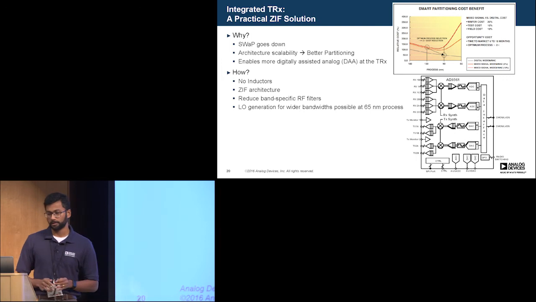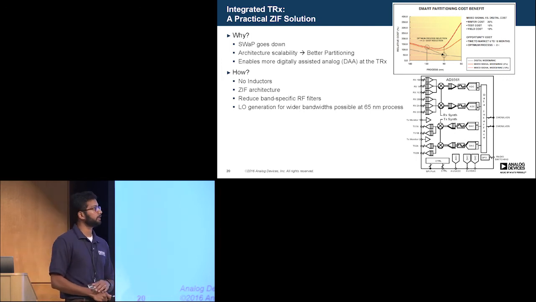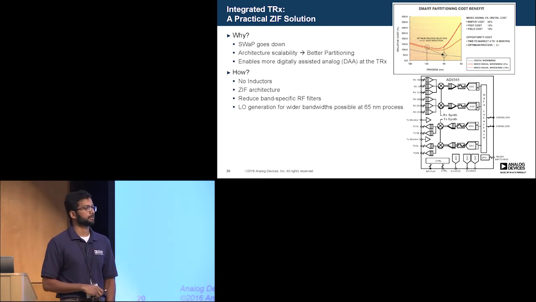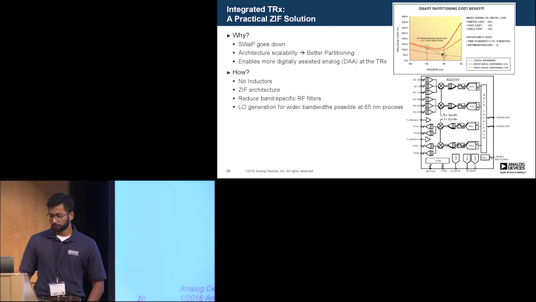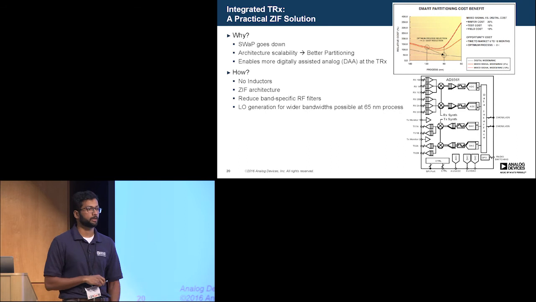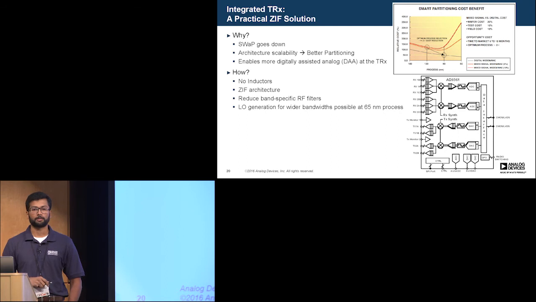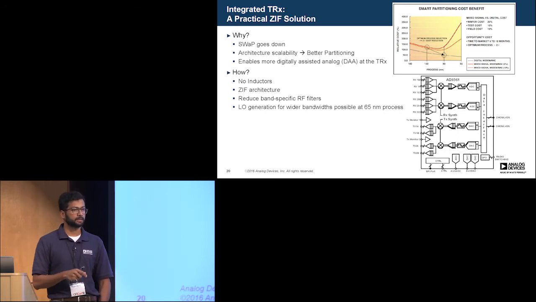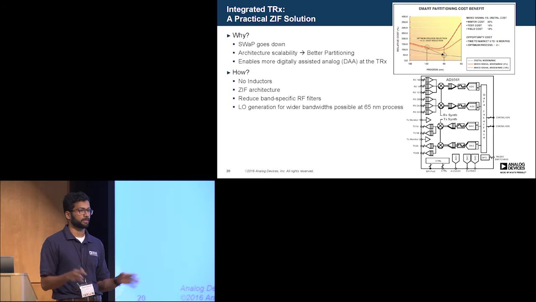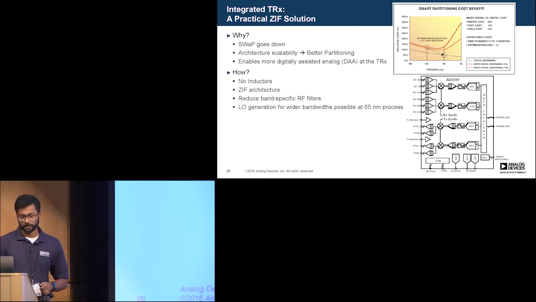So integrated transceivers, what are we talking about here? We're talking about devices like the 9361, which I propose are a practical zero IF solution. So why would you want to integrate a transceiver? Clearly, your size, weight, and power requirements go down. You burn less power. You don't have to worry about architecture scalability because now you can scale according to the small block that you can put in multiple places and create a 2x2 MIMO or an 8x8 or 64x64, whatever the case might be. It also allows for better partitioning, and I'll get to that in just a second.